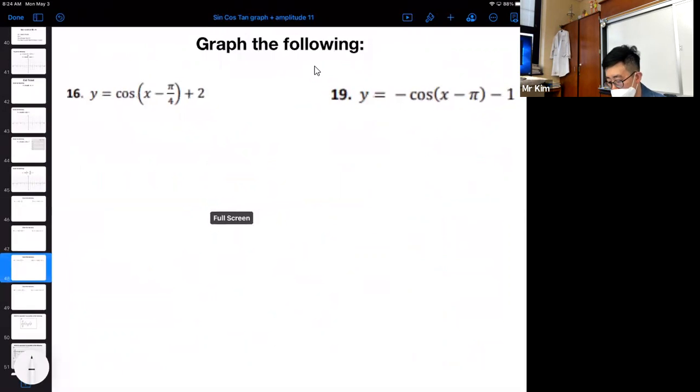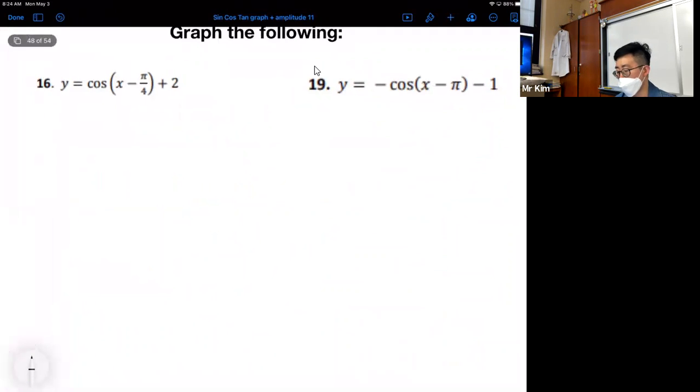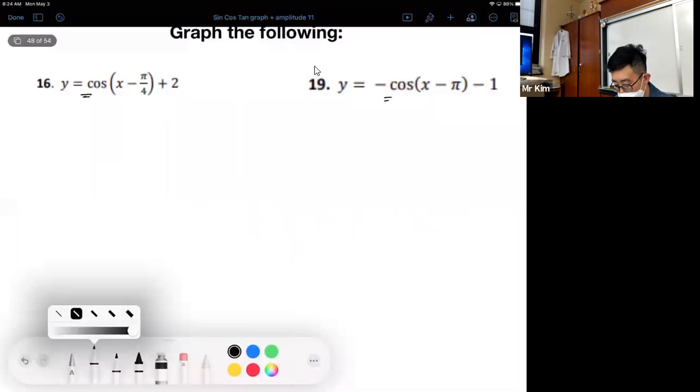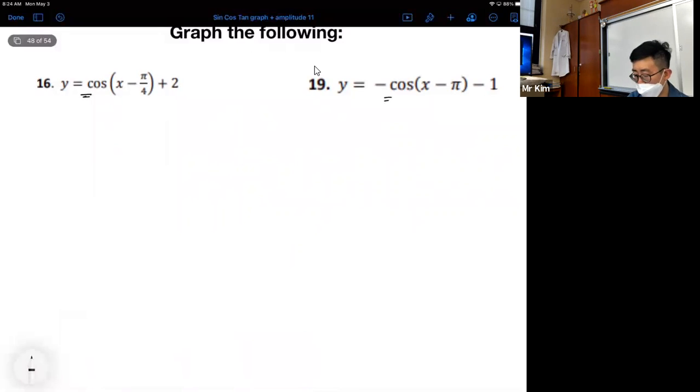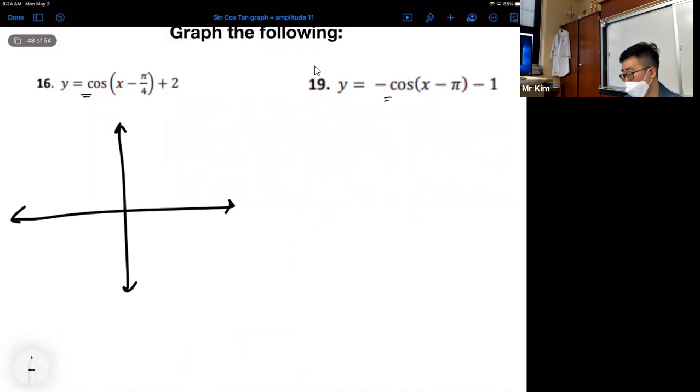Now, let's talk about these two. We start off with semi-easy questions with no amplitude. They're all just going to be ones. Okay, again, we're doing the exact same thing. I know you're probably going to get sick and tired of drawing this graph over and over again, but I have some bad news. We're going to have to do this a lot. So get comfortable with it. That's my only suggestion here.